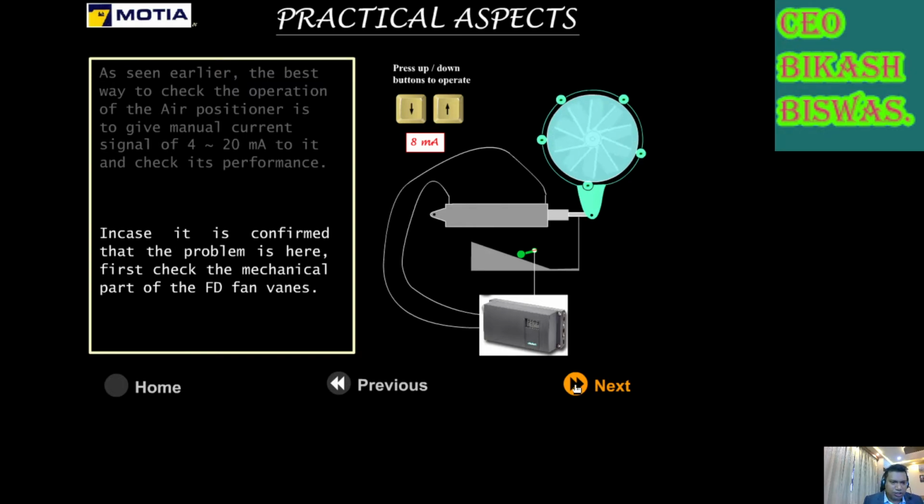First, what if we know that the problem is here, what will we do? We know the mechanical part of the FD fan. What are the mechanical parts? This is the swivel linkage. The rollers are there, moving on a ring.